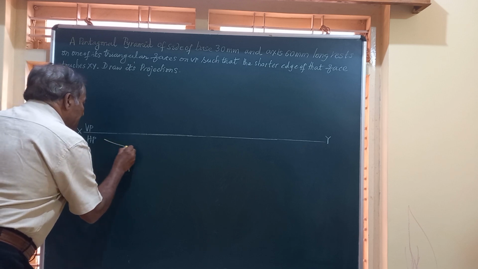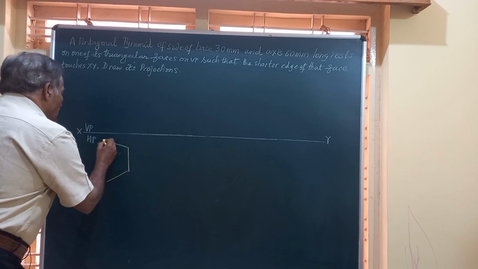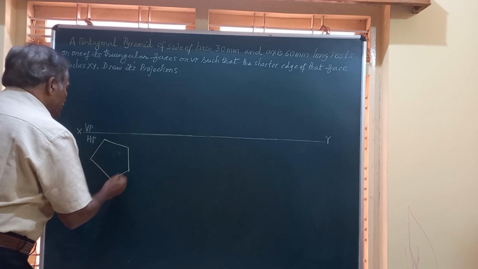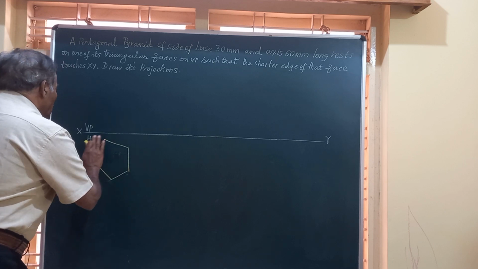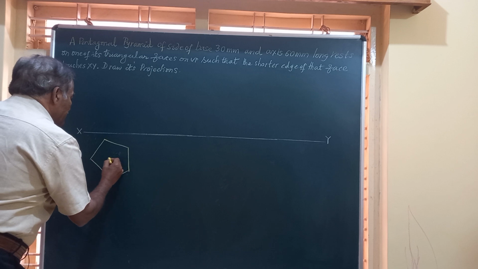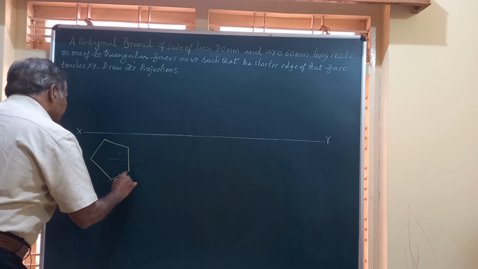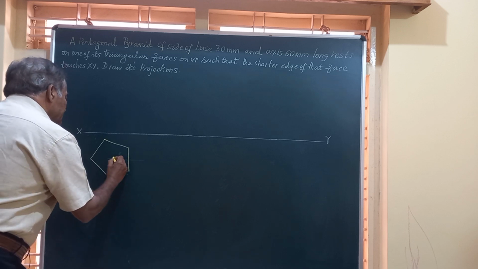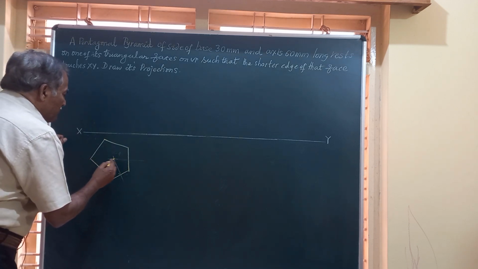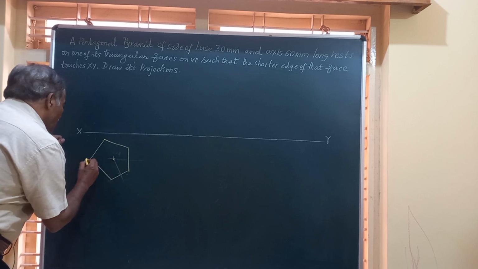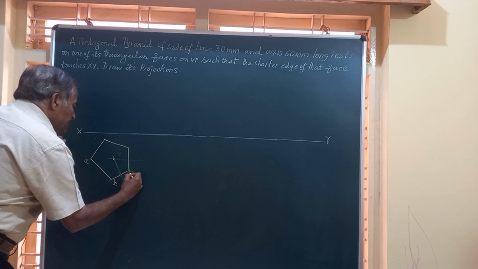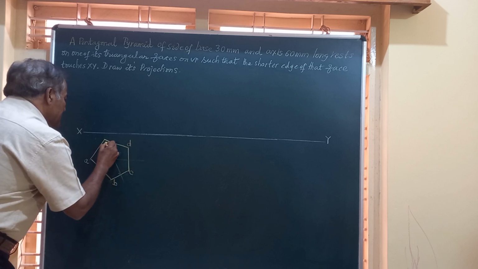So we draw a regular pentagon of side 30 mm. They have specified in the question it is 30 mm, and here friends we are going to mark the center by bisecting any two adjacent sides, and the point of intersection of these two will give you O, the vertex. So I am going to join this to all the corners. Let me name this as A, B, C, D, E.